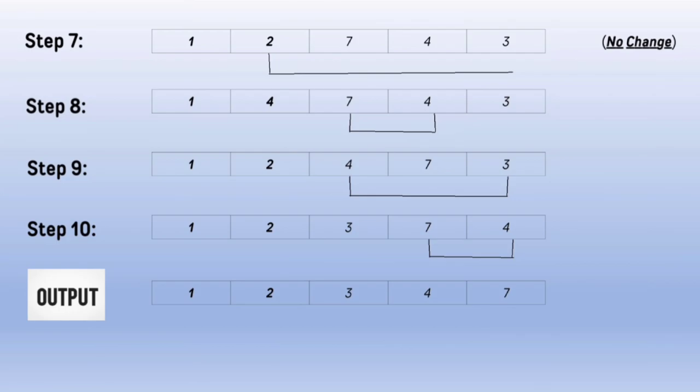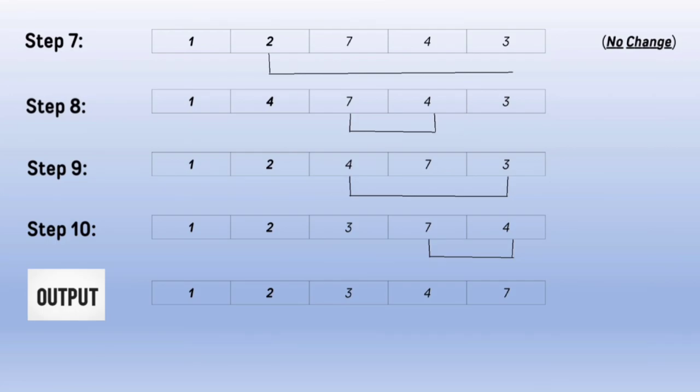From step number 10, we compare the fourth element of the array to the rest of the elements of the array. There is only one element left, which is why there is a comparison between 7 and 4. Since 7 is greater than 4, their positions are interchanged, and we get the output as 1, 2, 3, 4 and 7, which is in ascending order.